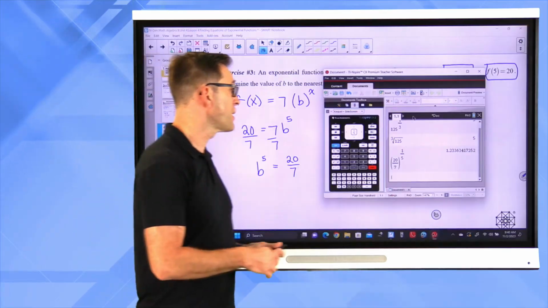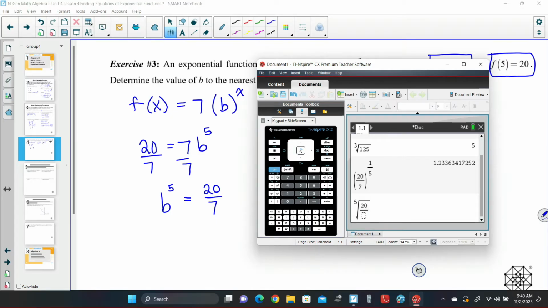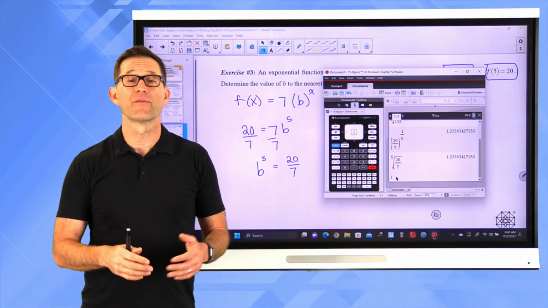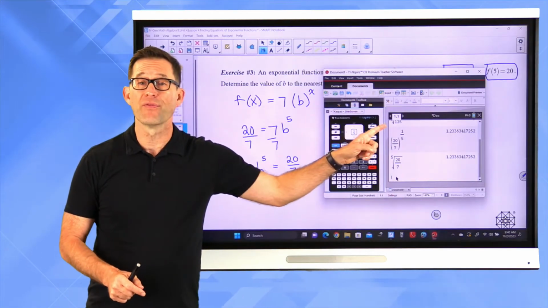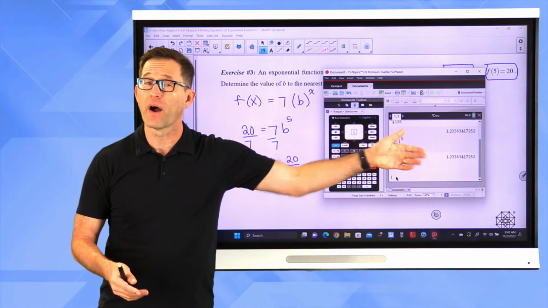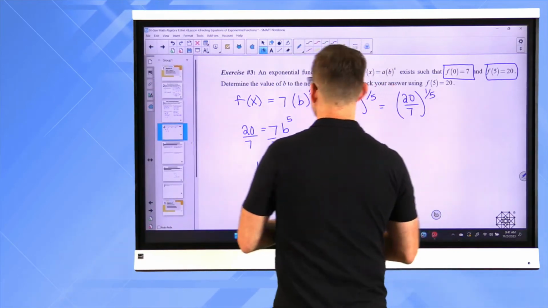1.234. And again, just like before, if you like the root button better, you could say it's going to be the 5th root of the fraction 20/7. And that will also give us the same thing. Again, it's good to keep hammering on the idea that the 1/5 power and the 5th root are the same thing. Either way, we find that b is equal to 1.234.